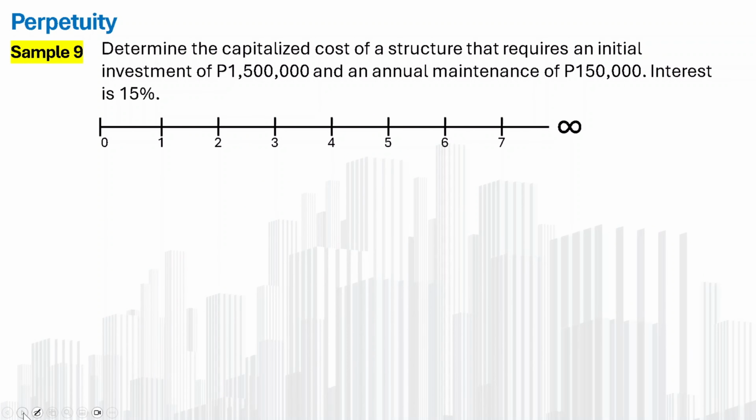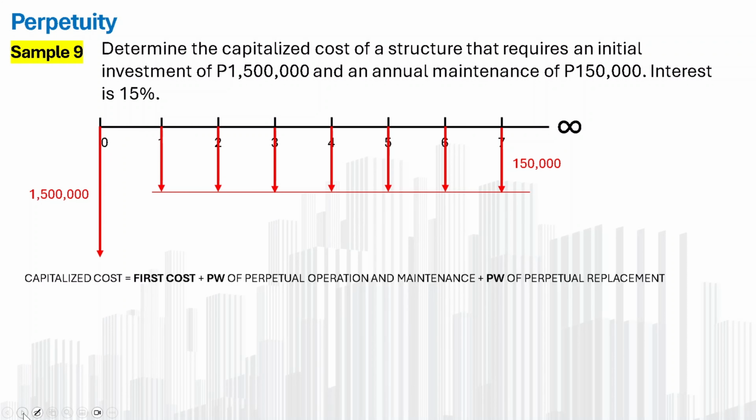Here's another sample for perpetuity, this time with capitalized costs. I'm just going to show you the problems. You have a first cost here, which is an initial investment of 1.5 million, which is this one. And then you have an annual maintenance cost of 150K indefinitely at 15%. So the capitalized cost is basically first cost plus the present worth of perpetual operations and maintenance, plus perpetual replacement.